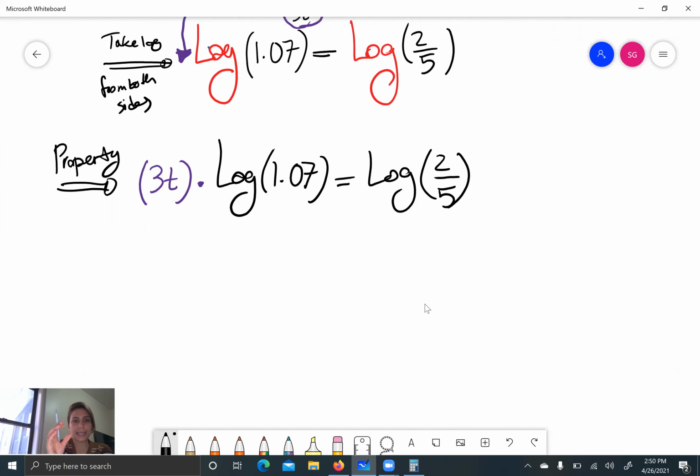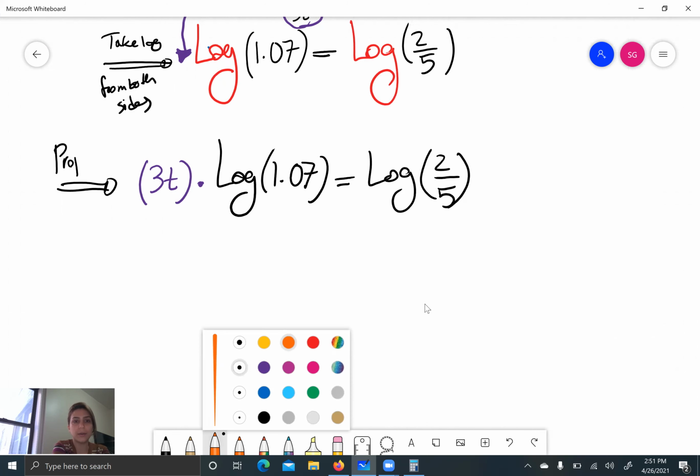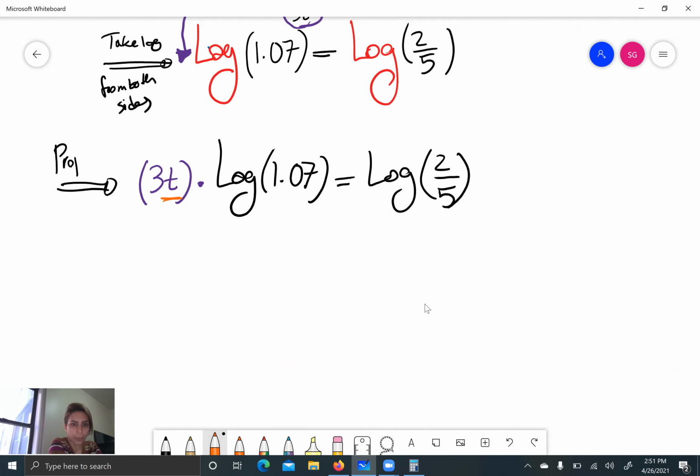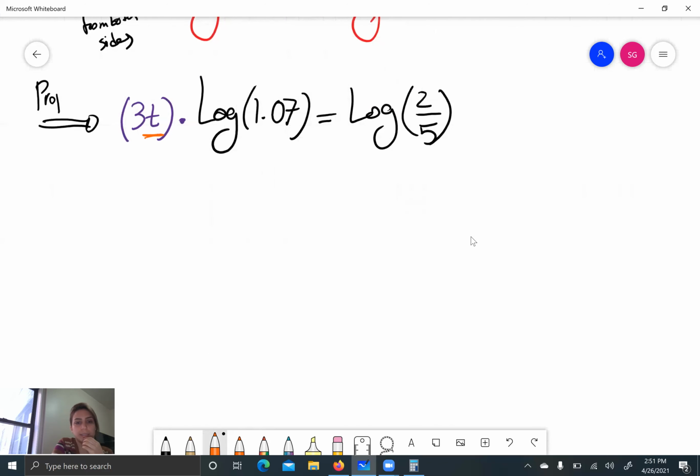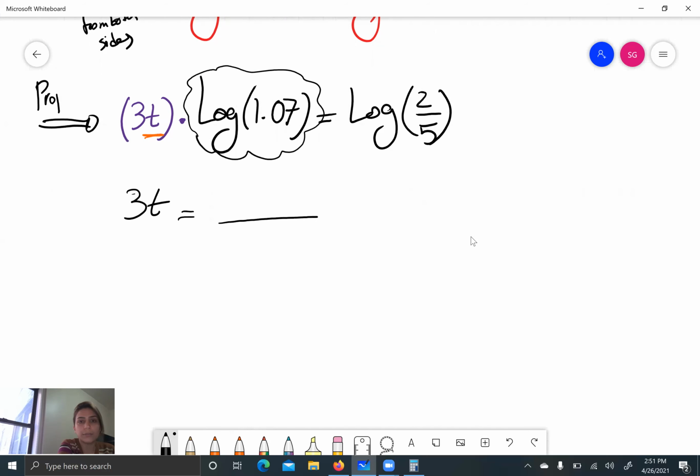Very good. Now t is no longer an exponent. That's nice. Now my variable is no longer an exponent, so I can do the old algebra that we know. It sits on the ground, so I can do the old algebra. So let's isolate 3t by itself. How can I isolate the 3t by itself? It is multiplied by this guy, so divide both sides by this guy.